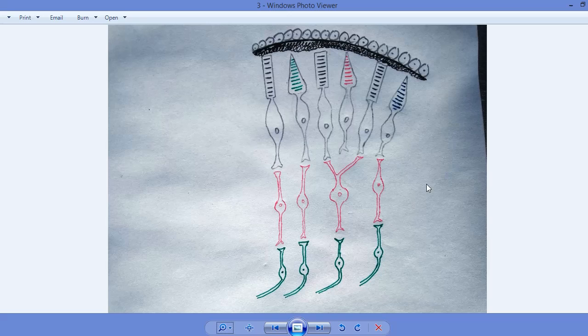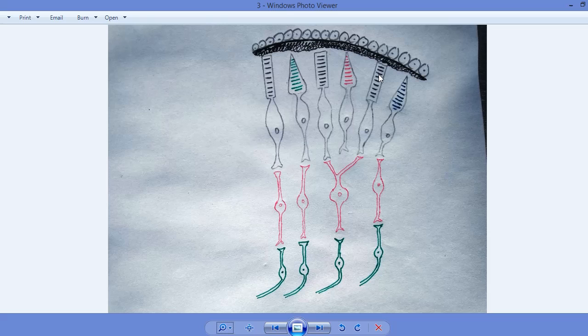So simply we can see over here that three types of cones are there. The cone having green pigment is called iodopsin. The cone having red pigment is called erythropsin, and the cone having blue pigment is called cyanopsin, while the rods have a pinkish pigment that is called rhodopsin.